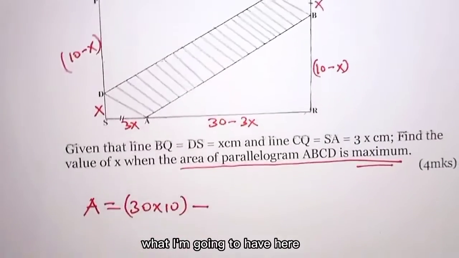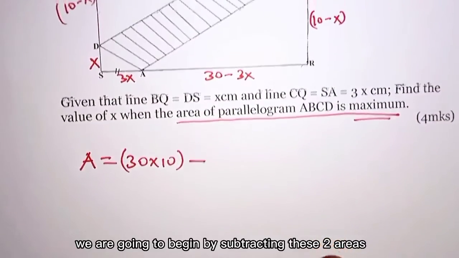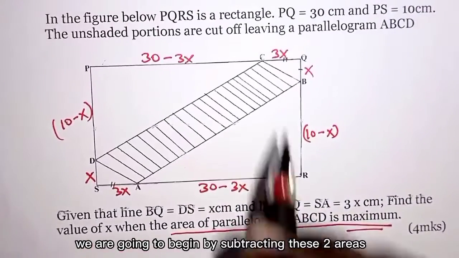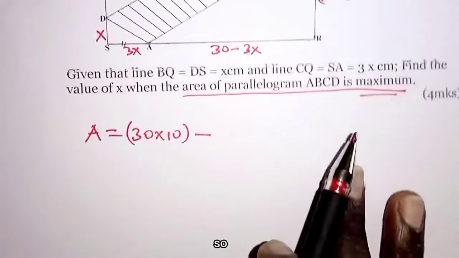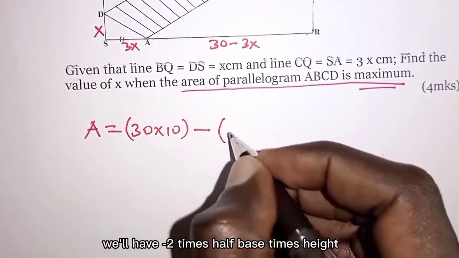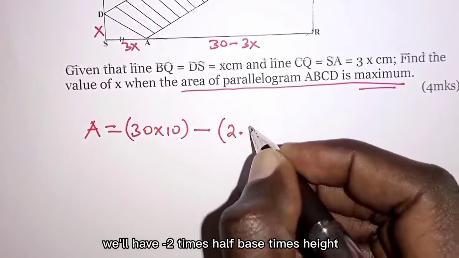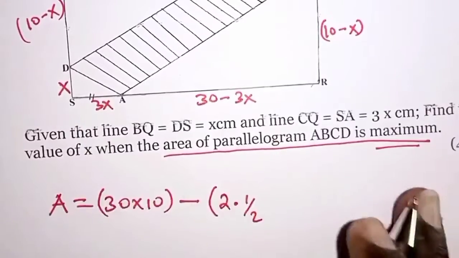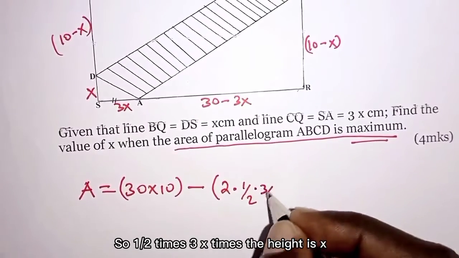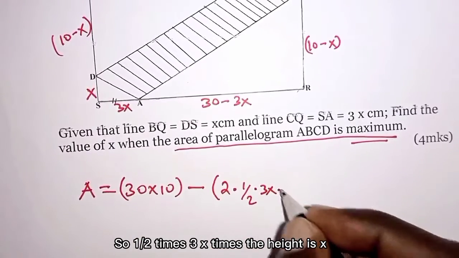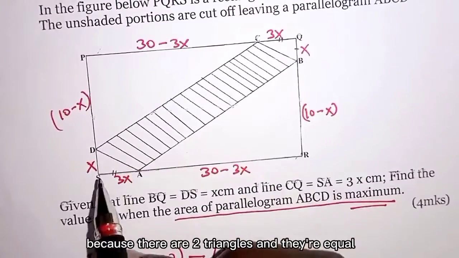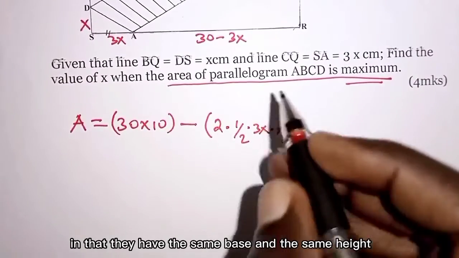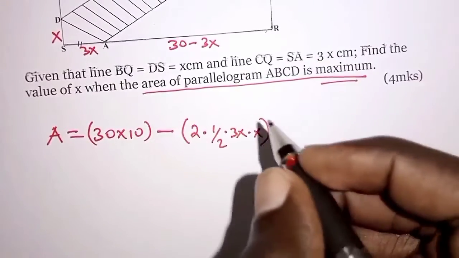So what I'm going to have here, we are going to begin by subtracting these two areas, this triangle here and this triangle here. So we'll have minus 2 times a half base times height, and the base for this triangle here, we have it as 3x. So a half times 3x times the height is x. I'm multiplying by 2 because they're two triangles and they're equal in that they have the same base and the same height.